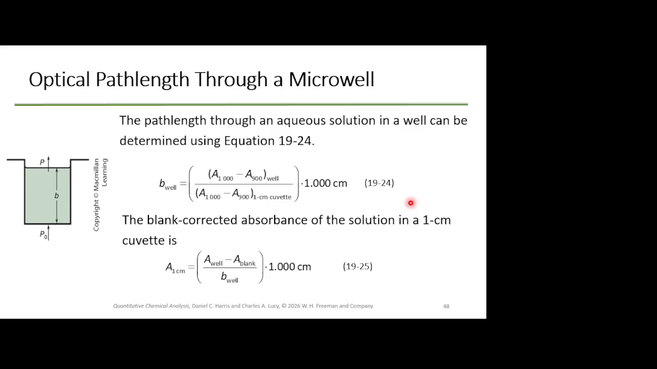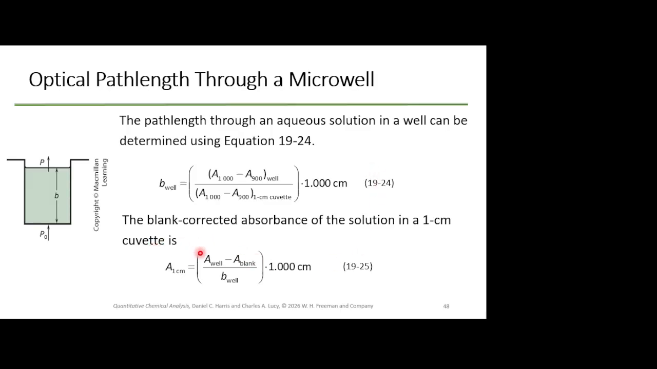Okay, so this is that optical path length through that microwell there. It's going to be an aqueous solution in a well. We can determine this using our equation here. So our path length for our well is going to be the absorbance of the well versus a 1 centimeter cuvette.